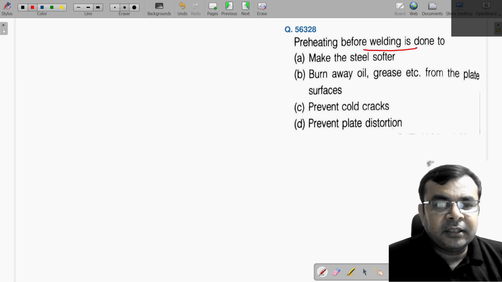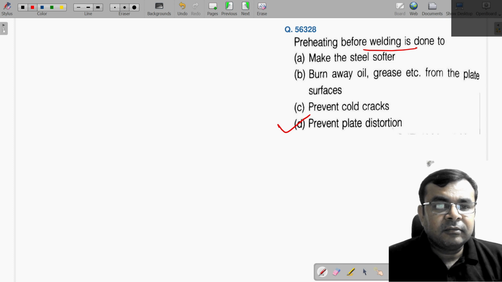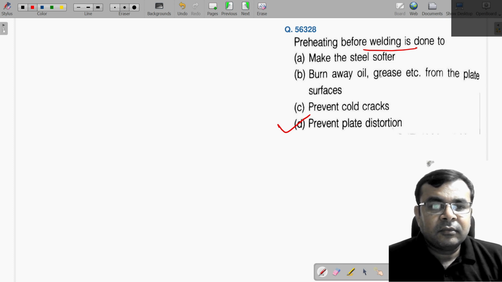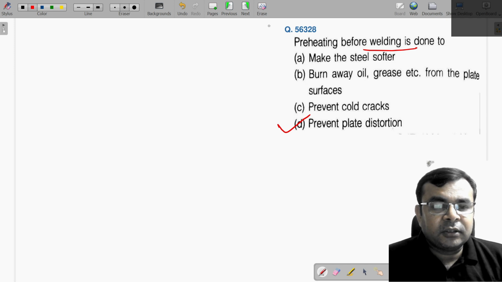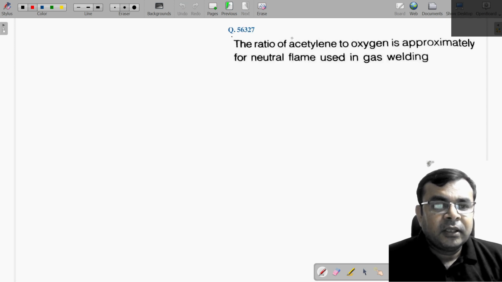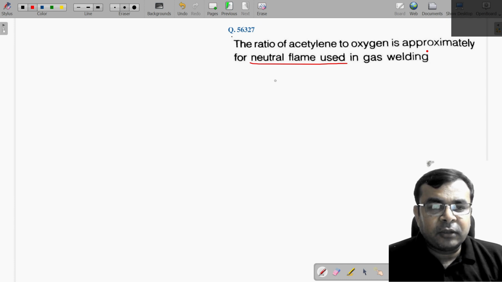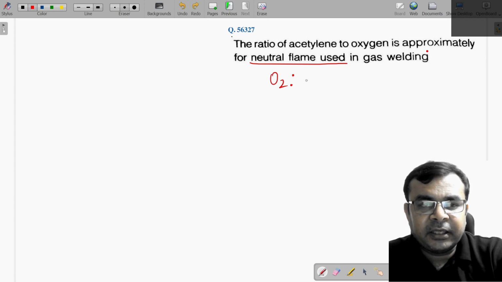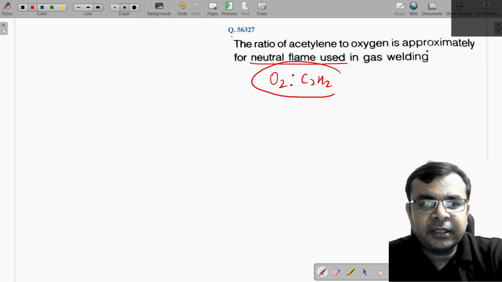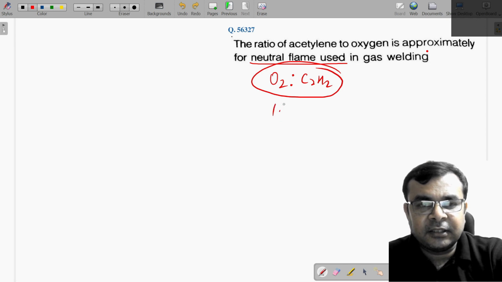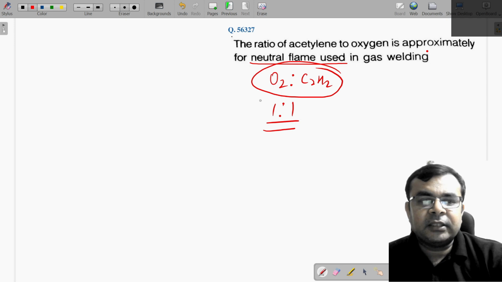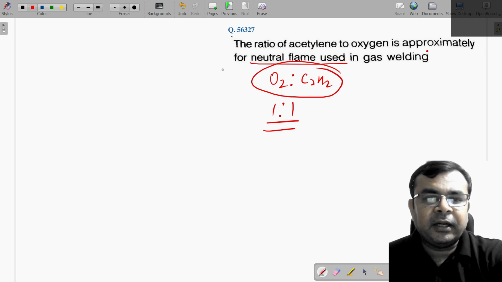Preheating before welding is done to prevent distortion. Correct, this is the right option. The ratio of acetylene to oxygen for a neutral flame used in gas welding is approximately 1:1. Both gases are used in the same ratio. So this is all about the welding questions. Thank you for watching this lecture.